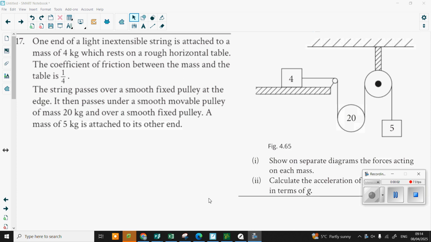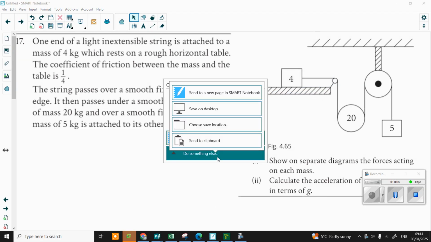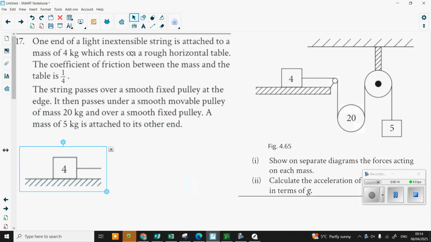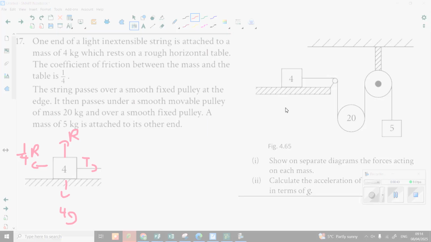Right. So, separate diagrams. I'm just going to take a picture of this one. On the current page, here you are. For this one, I'm going to do 4G going downwards, R going upwards, and then 1/4 R for the friction. And then the tension is T. That's the separate diagram for that one done. You can also expand on the 1/4 R being a 1/4 R is G, but we can do that later. Then I'll take a picture of this one.